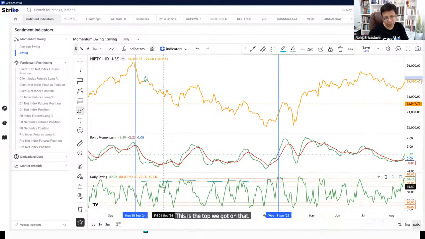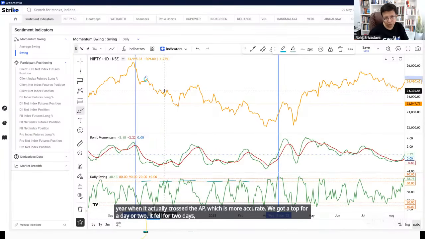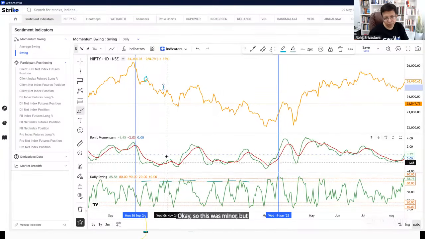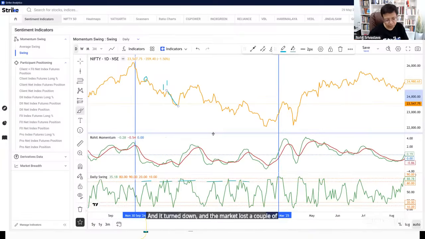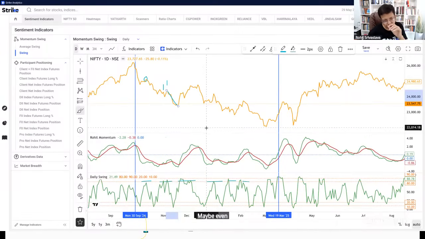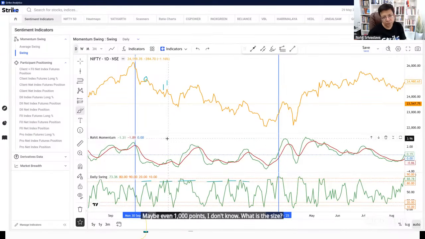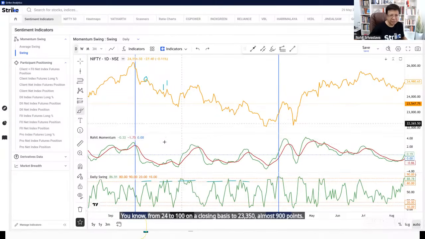Here, when it actually crossed 80, which is more accurate, we got a top for a day or two. It fell for one day and then went up again. Okay, so this was minor, but this one was more significant. It went to 85 and it turned down, and the market lost several hundred points from there, maybe even 1,000 points. I don't know what the size is, from 24,200 on a closing basis to 23,350, almost 900 points. So that is the significant move that you get.